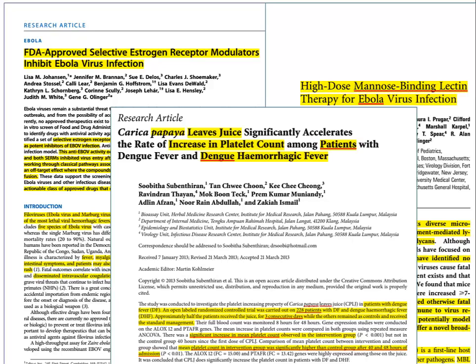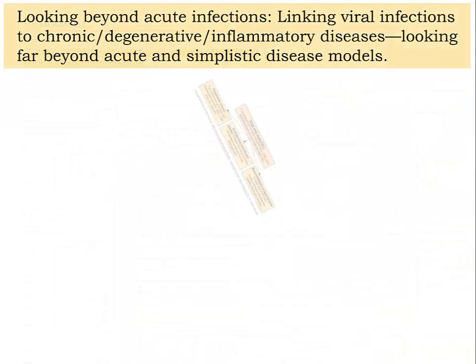So let's look at a few of the titles of these articles. FDA approved selective estrogen receptor modulators inhibit Ebola virus infection, high-dose mannose binding lectin therapy for Ebola virus infection, and very interestingly, papaya leaf juice to increase platelet count in patients with dengue hemorrhagic fever. You'd be surprised how much good research is out there, which could be used when drugs aren't available, or if the drugs aren't tolerated, or if they can't be afforded by whatever population you're working with, or if you want to use drugs and nutrients and botanicals together, then obviously you can do that as well.